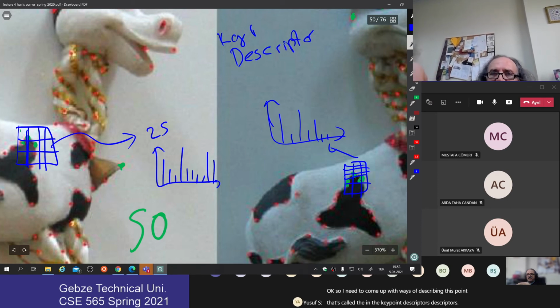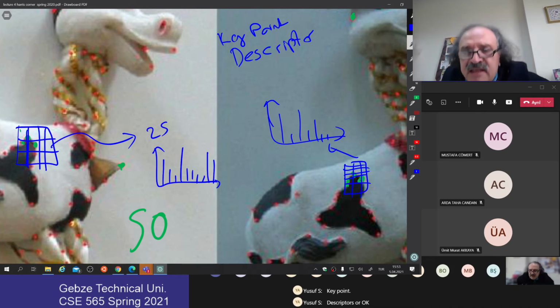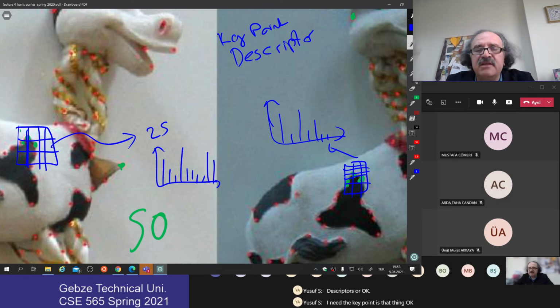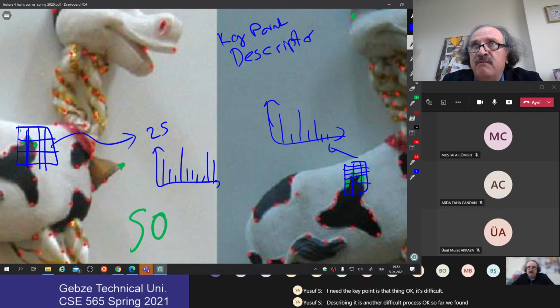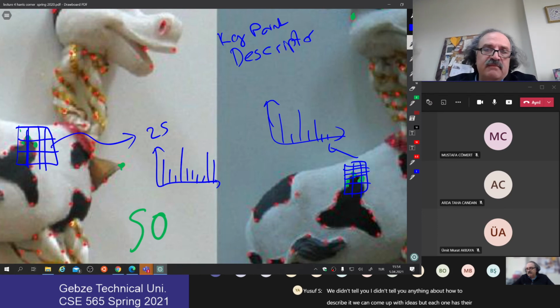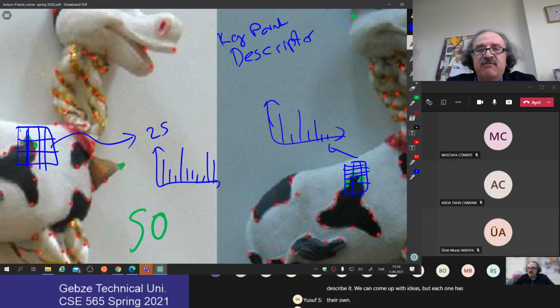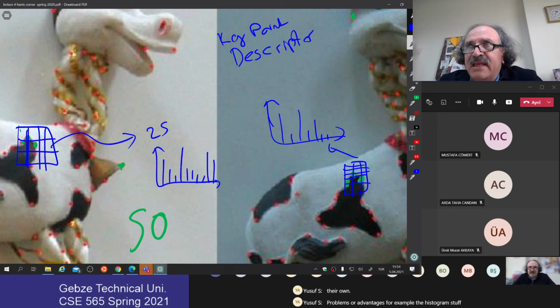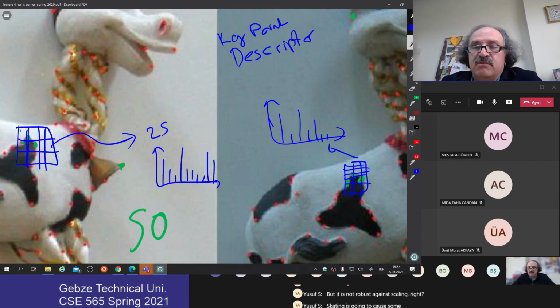Key point descriptors. Okay, finding the key point is a thing. It's difficult. Describing it is another difficult process. So far we found the corners. I didn't tell you anything about how to describe it. We can come up with ideas, but each one has its own problems or advantages. For example, the histogram stuff is robust against rotation, but it is not robust against scaling, right? Scaling is going to cause some problems for the histograms.